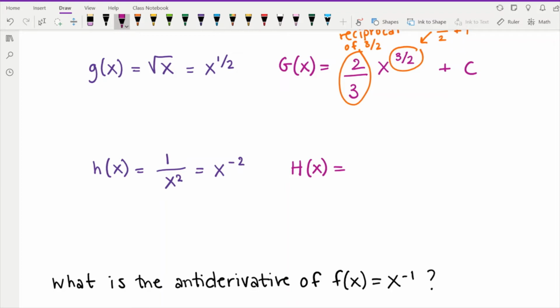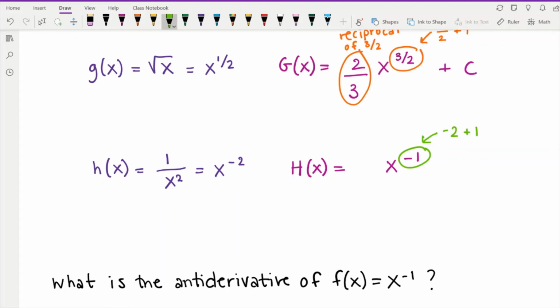So here we would have capital H of x is equal to, so let's start by finding the new exponent. So the new exponent would be -2 plus 1, right? And so what is negative 2 plus 1? That's negative 1. So let me make a note of where this came from. This was negative 2 plus 1. So we just took the original exponent, added 1 to it.